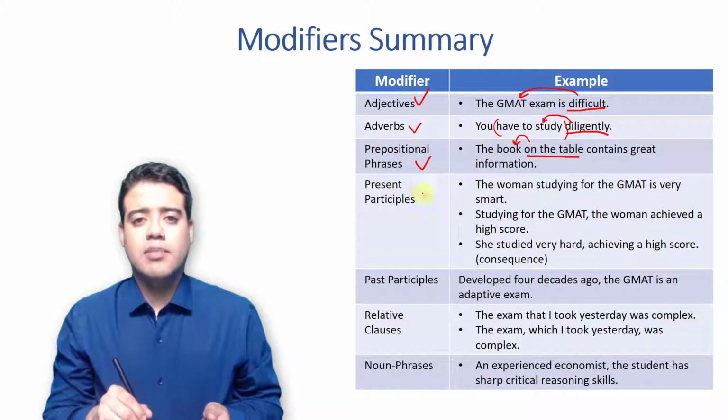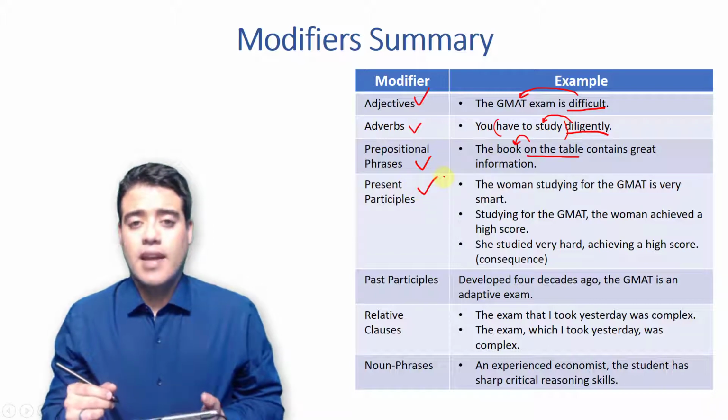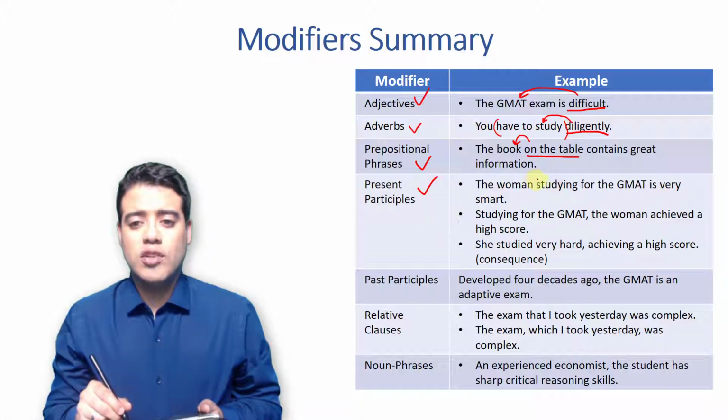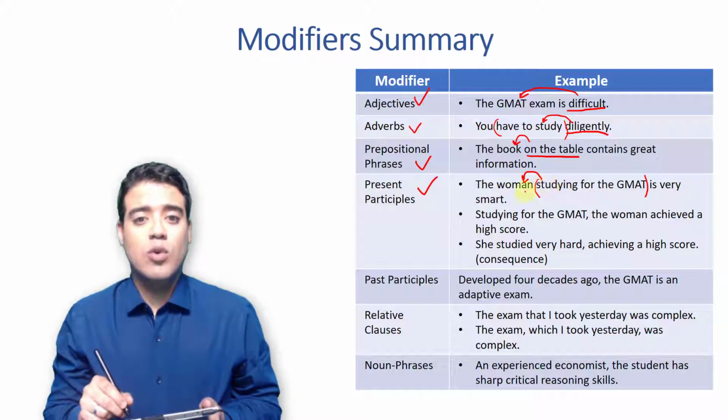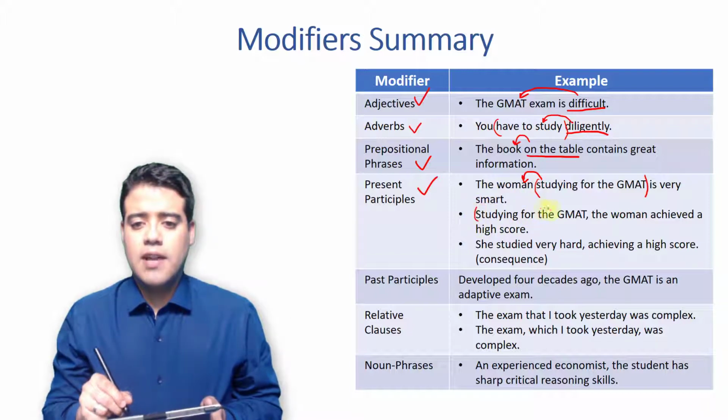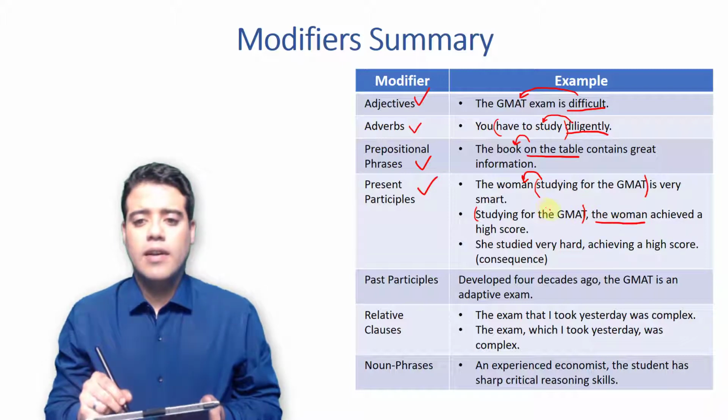Then we have present participles, and present participles are very diverse. You can have an ing word in the middle. For example, the woman studying for the GMAT is very smart. The phrase studying for the GMAT describes the woman. Look at the second example. Studying for the GMAT, who? The woman. So that phrase at the beginning has to make sense with the subject.